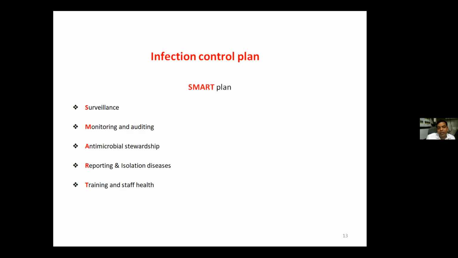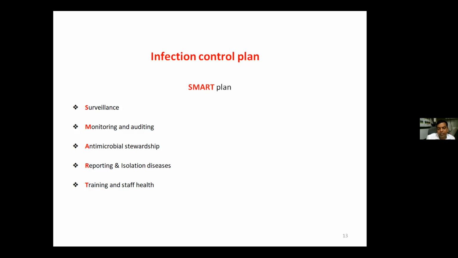Also, there should be reporting. There should be continuous reporting of healthcare associated infection, and measures should be implemented immediately to isolate those patients who are with healthcare associated infections to prevent the cross transmission and transmission of infections. Reporting, like in our setup, it's not the responsibility of only the infection control team or the committee members to identify the healthcare associated infections.